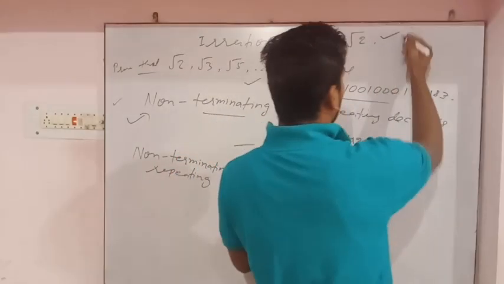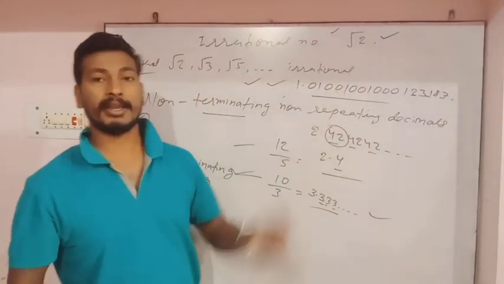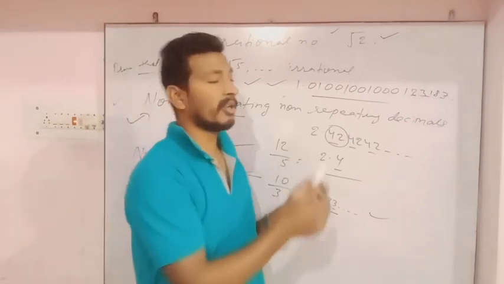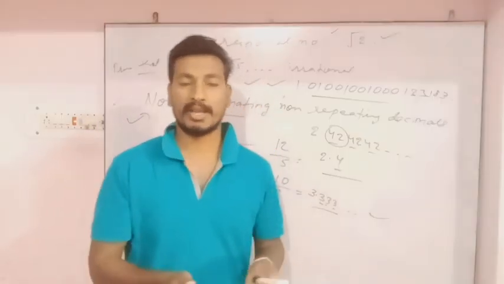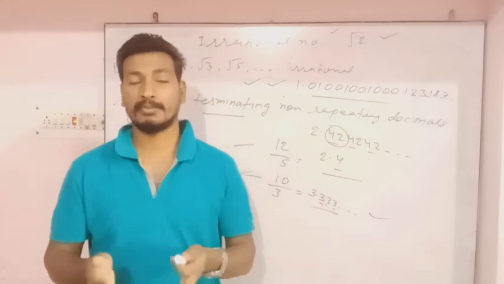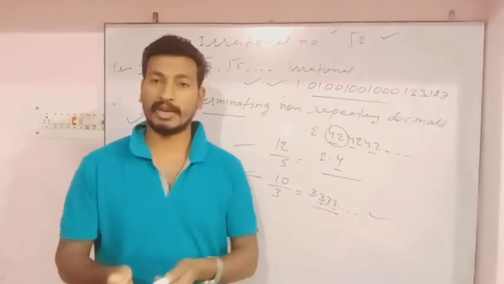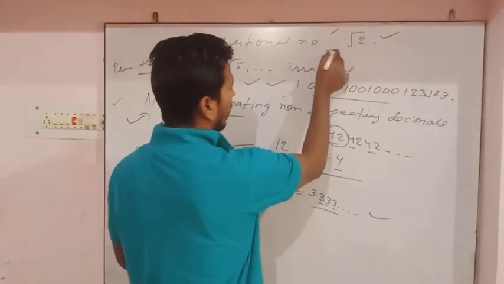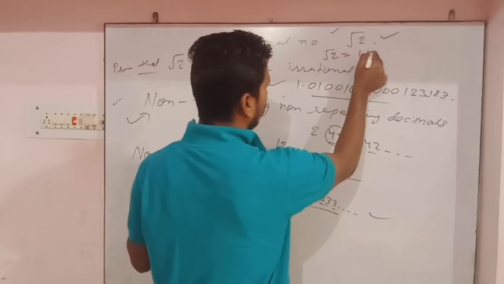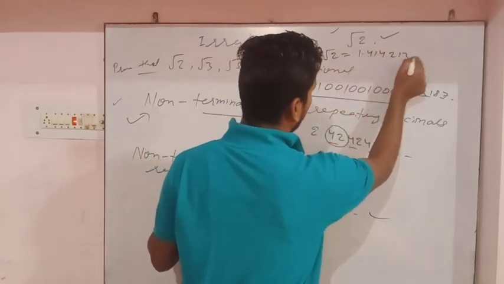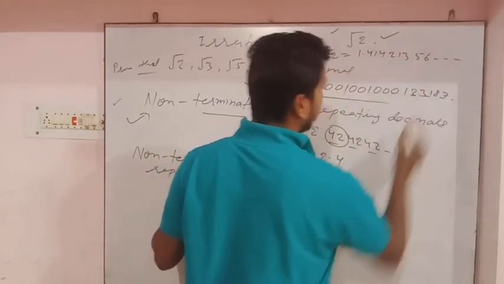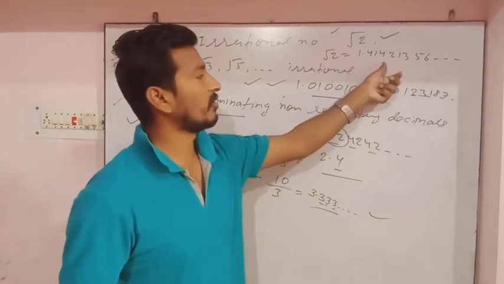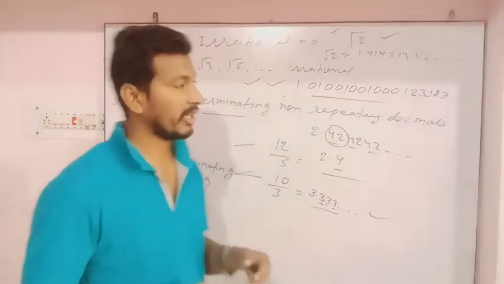But if you don't know the proof, then how can you say whether this is a rational number or an irrational number? Yes, we can find the value of square root 2 by using the long division method. And when we find the value of square root 2, then we get this kind of decimal: 1.41421356 and so on.